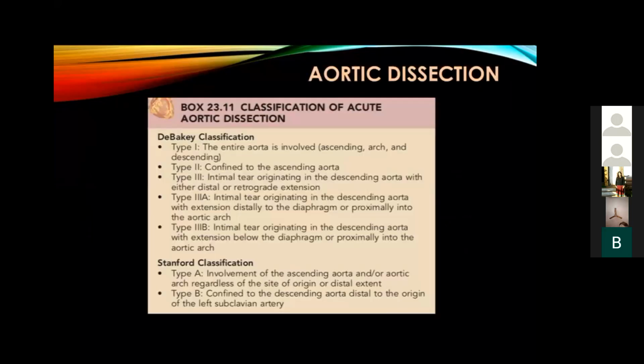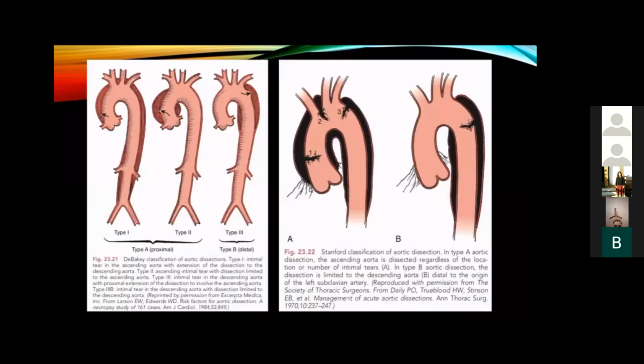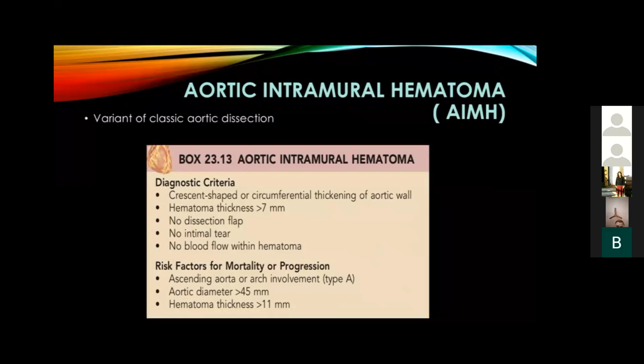Now, aortic dissection, I am not going into details. There is the DeBakey classification, types 1, 2, 3, 3A, 3B, and the Stanford classification. These are the pictures. Sorry to interrupt, your time is nearly over. Yeah, I'll go straight to our one video.